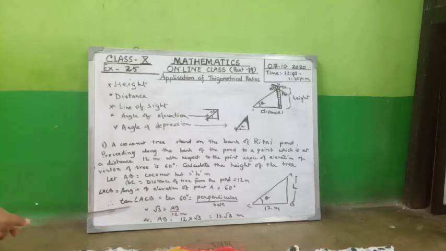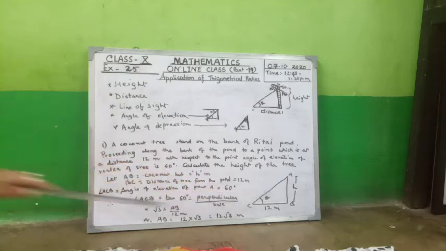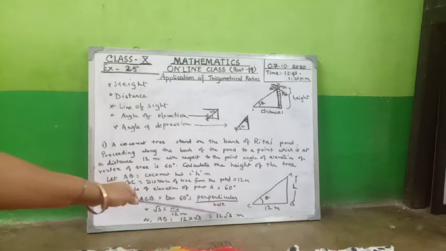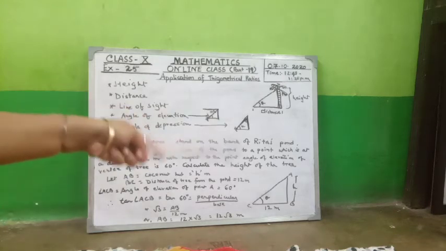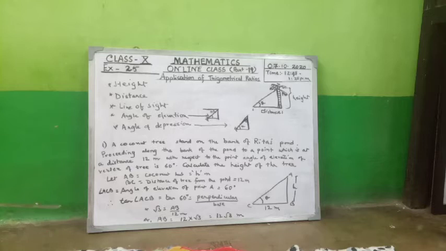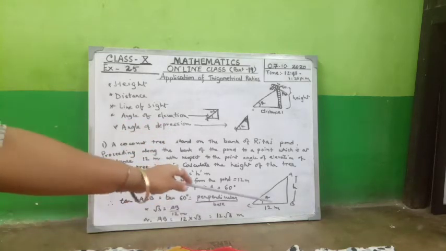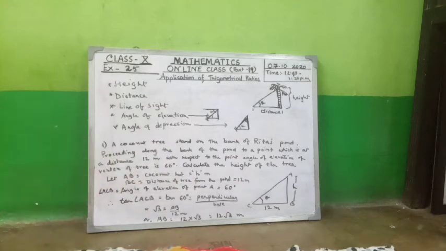Just write like this, tan ACB. What is ACB? ACB is theta. Tan theta is equal to tan 60 degree, that is equal to perpendicular by base. What is perpendicular? That is the height of the tree, and base is the distance you are apart from the tree. So perpendicular is AB, and the base is BC.